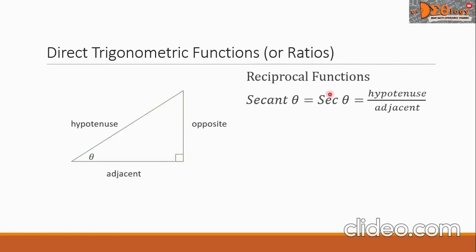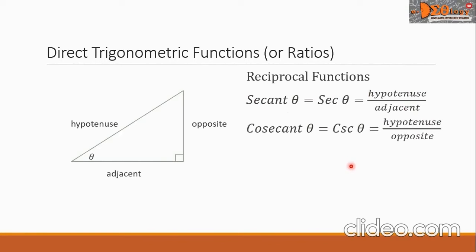We'll go now to the reciprocal functions. Let's begin with secant theta with the symbol SEC, and this is the ratio of hypotenuse over the adjacent side. This is called a reciprocal function because this is the reciprocal of cosine.